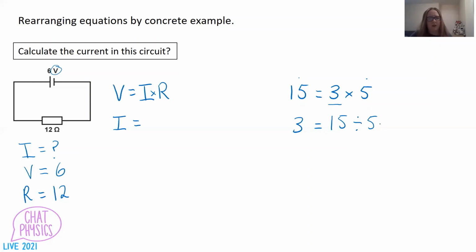Is 15 divided by 5 equal to 3? 15 divided by 5 is 3. So yes, we are happy that this rearrangement works to change the subject, and it's still an equation, it's still true. Now what we're going to do is follow exactly the same process, but with the letters.